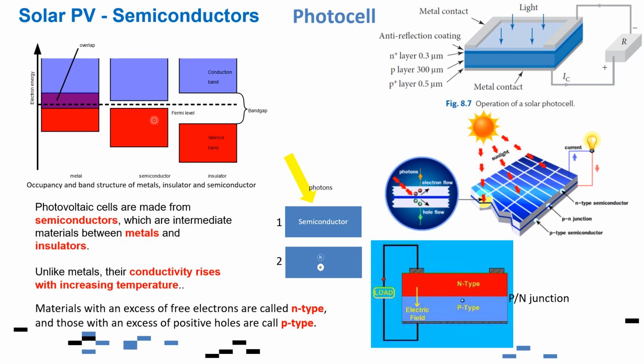Doping of the semiconductor changes its conductivity, and this doping results in two kinds of materials: the N-type, which has an excess of free electrons, and the P-type, which has positive holes. So once we understand that the properties of semiconductors are in between metals and insulators, we now try to understand how they work in response to solar radiation.